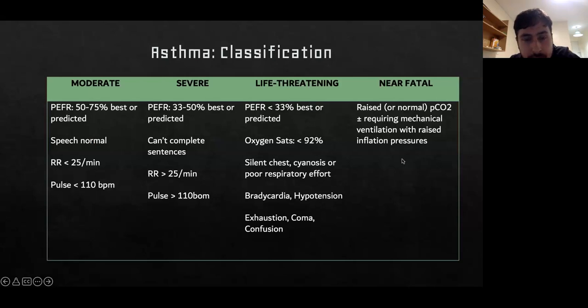This is the table you definitely remember from last year. Moderate ranges 50 to 75 for the peak flow, but more severe ones are under 50, in particular under 33, which is life-threatening. The resp rate and pulse we need to remember is 25 and 110. And the key in this question was the O2 sats less than 92. That is a life-threatening feature and needs emergency attention.